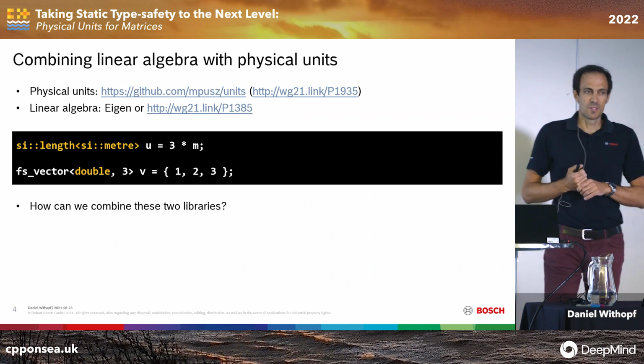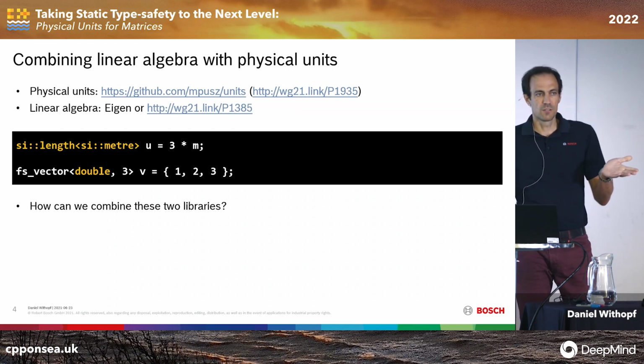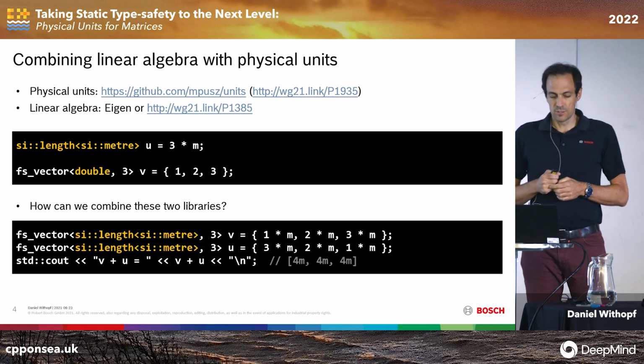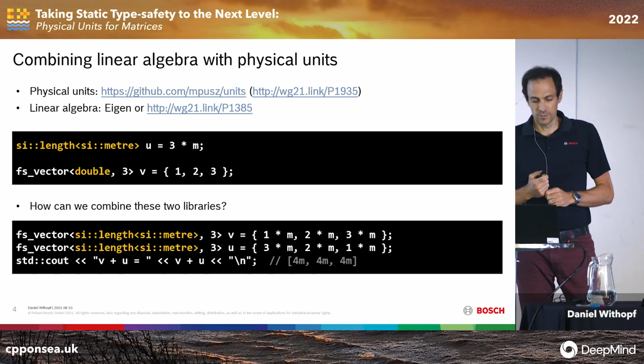The answer was just put the type in the vector. Yes, you can use the value type inside the vector. That's, of course, a fairly straightforward solution. And that also works in this case. So this is shown in the example here.